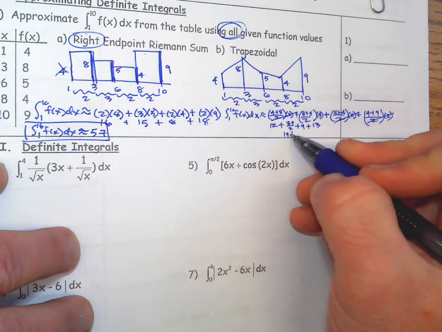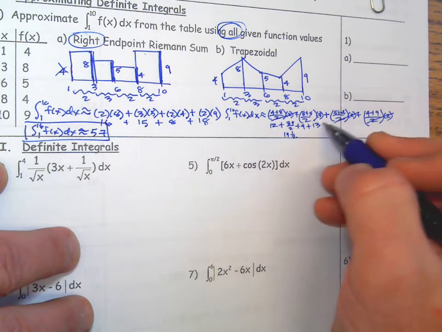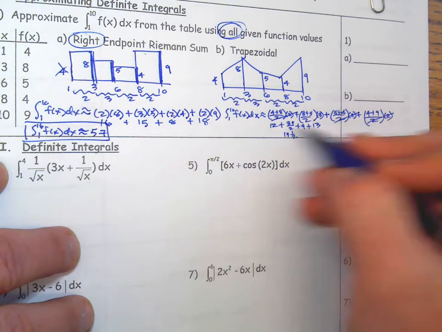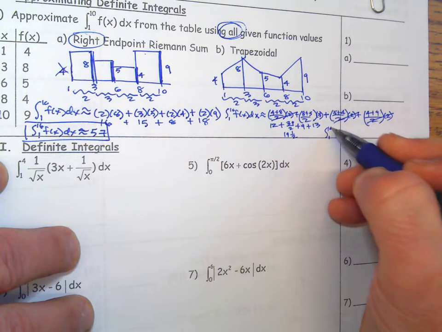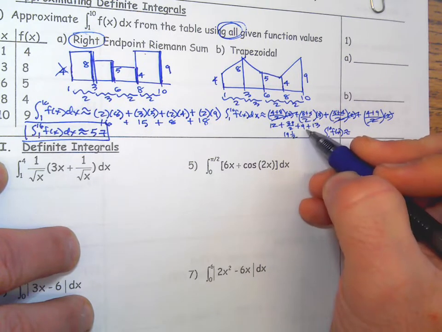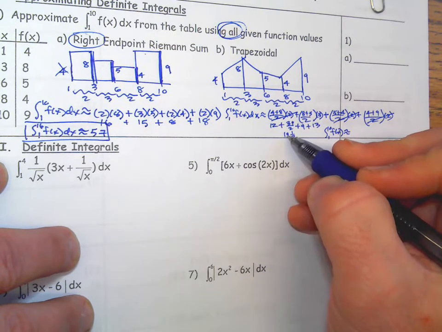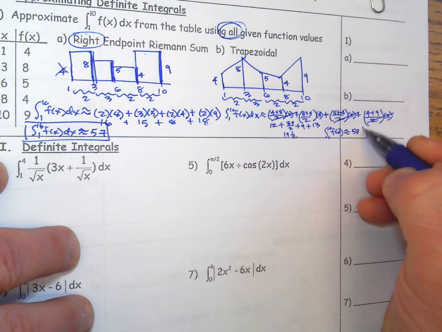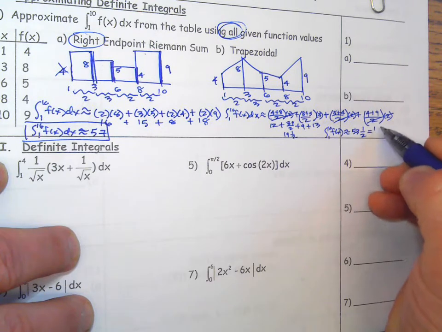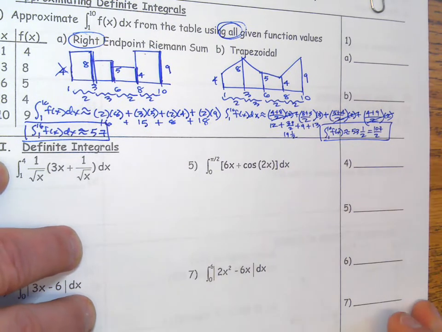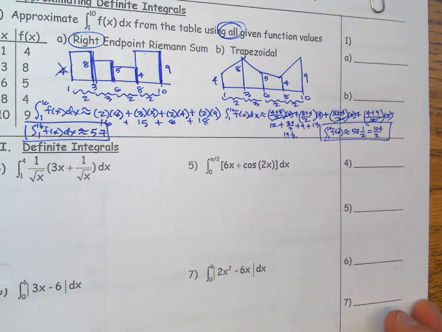19 and a half, or you could change all of these to fractions. I feel like it's a little easier to just do that this time. So our final answer, the integral from 1 to 10 of f of x dx is approximately 28, 30, 40, 53 and a half, or 107 over 2. Either way. Okay.